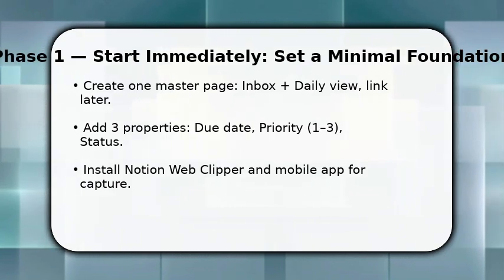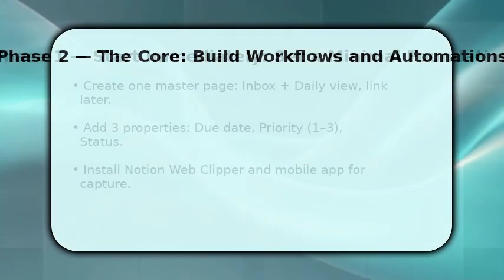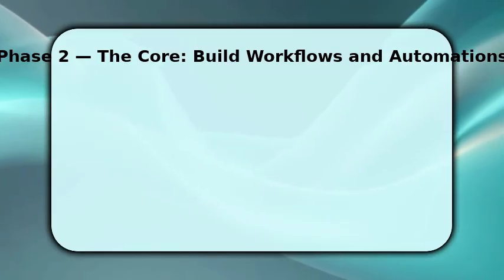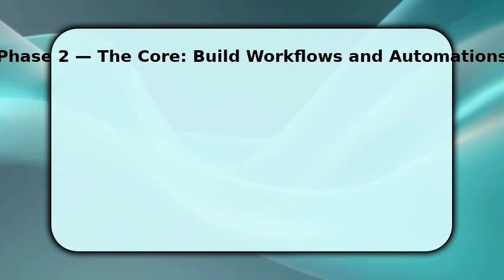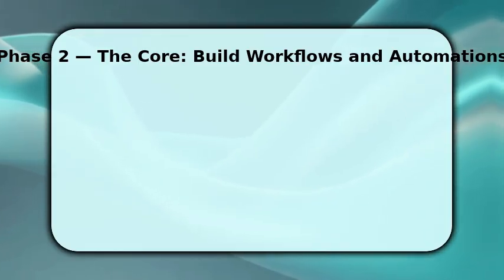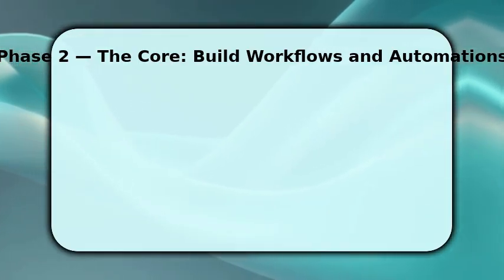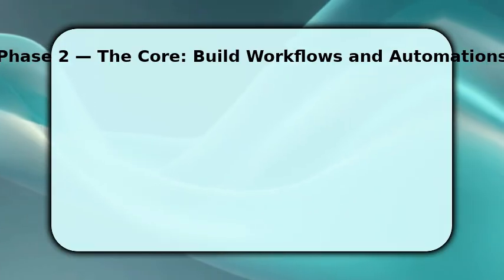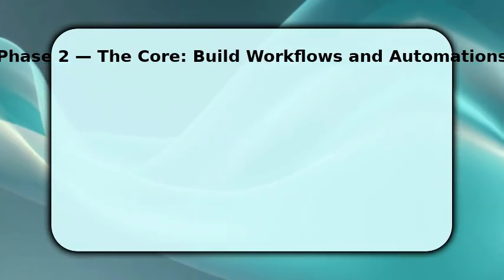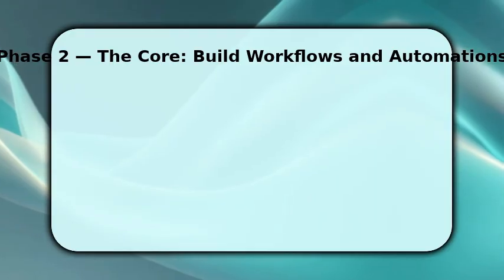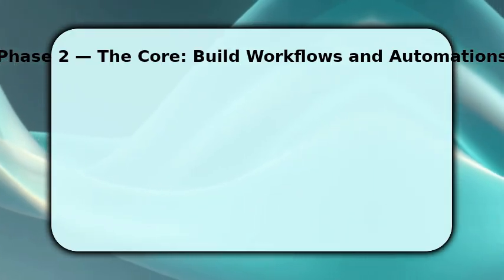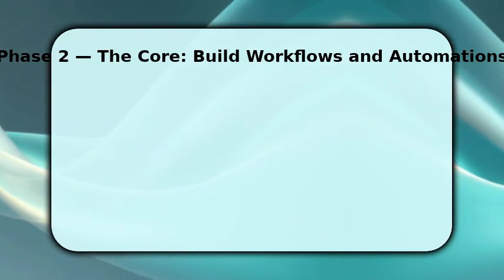You now turn the inbox into a flow. Automate triage with filtered views like today, next 7 days, and backlog. Create a recurring task template and time block templates for 15, 30, and 60-minute sessions so you can schedule with precision. Link tasks to projects using relation and add a roll-up to show completion %. This keeps context visible without extra clicks.